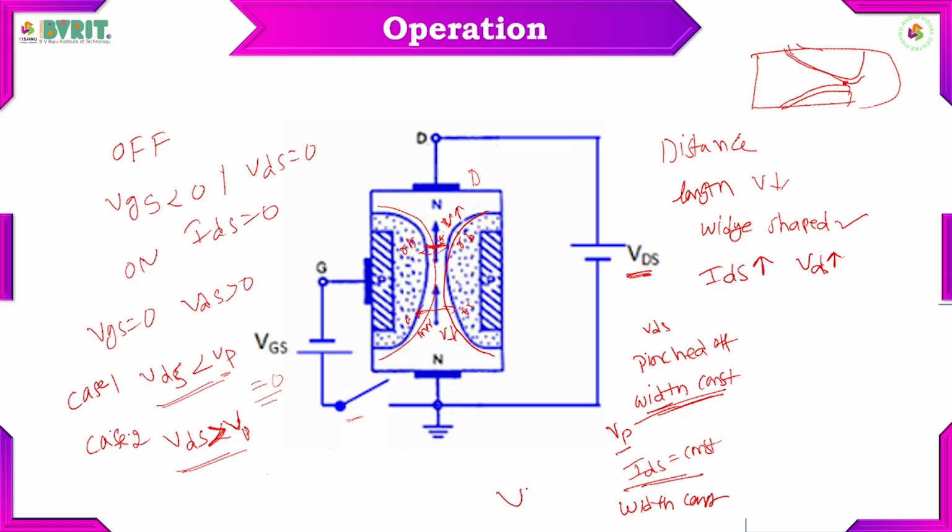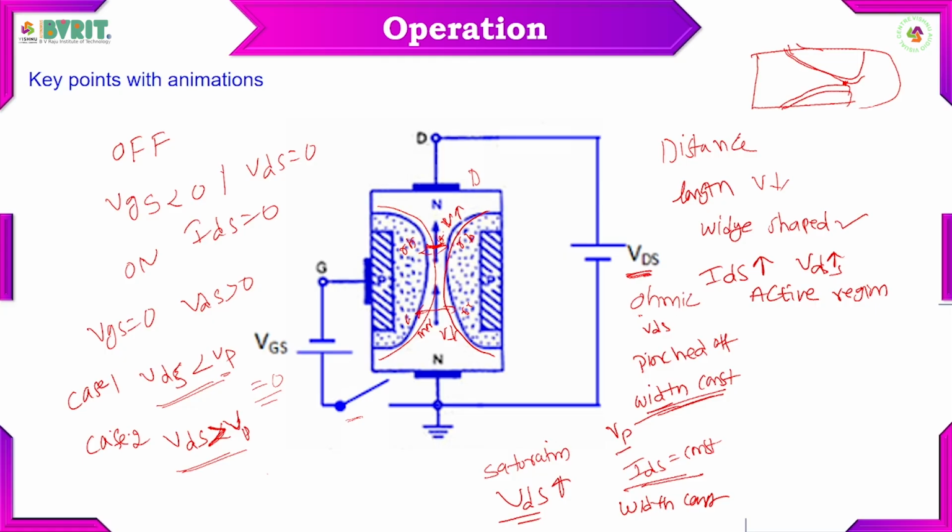Even if VDS increases, the current doesn't depend on it further. So this region, where the current is constant, is called the saturation region. Where the current increases with respect to VDS is called the active region, or non-saturation, or ohmic region. This is what we call the ohmic region.